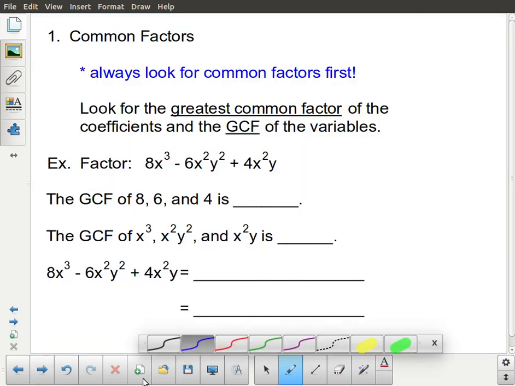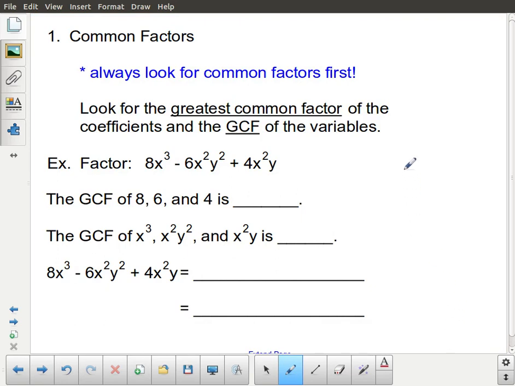What I am going to start by looking at is the idea of common factors, and this is something you're going to hear me say a lot in this course and in future courses. The first thing you always want to consider is common factors, and in order to do that successfully, you need to have a pretty good notion of what constitutes a factor and what you can do and what you can't do. So let's take a look at this expression: 8x cubed minus 6x squared y squared plus 4x squared y.